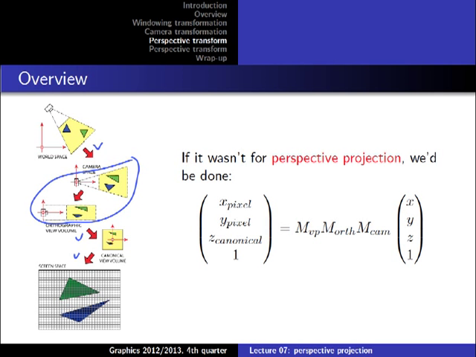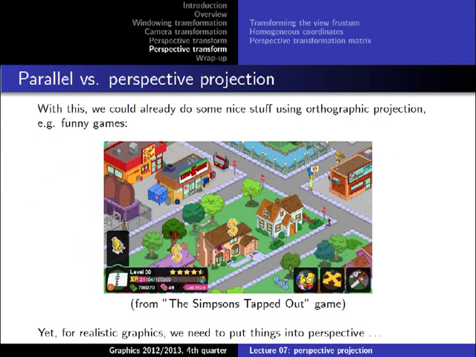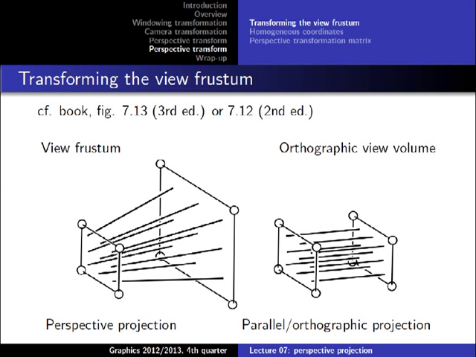Right, welcome back. So we have everything in place now to do orthographic projection, so we can implement games like this. But of course we also want to create really realistic graphics, which means we have to consider the perspective that we see when we look into the real world. So the step that is missing is to transform the view frustum to the orthographic view volume in a way that preserves the relative size and relation of objects to each other.